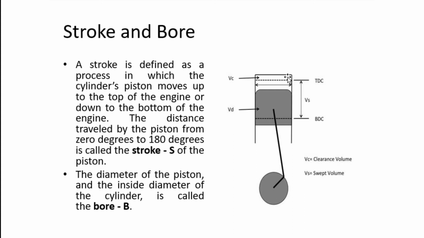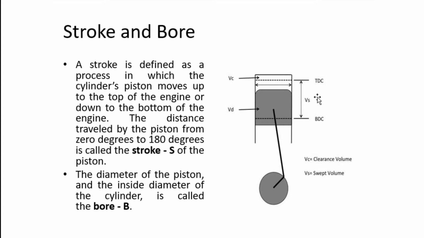So clearance volume can also be defined as the difference between the total cylinder volume and the swept volume. If you know the total cylinder volume and the swept volume, then by taking the difference of both, we can find out the clearance volume. It is the space covered by the clearance volume, and it also forms the combustion chamber.